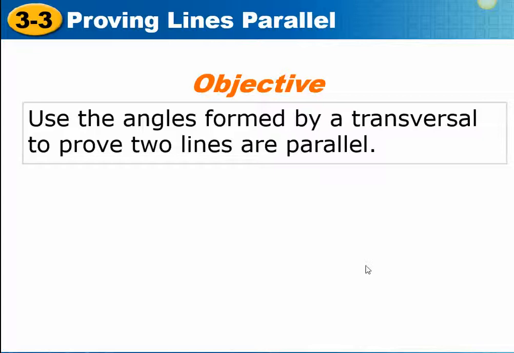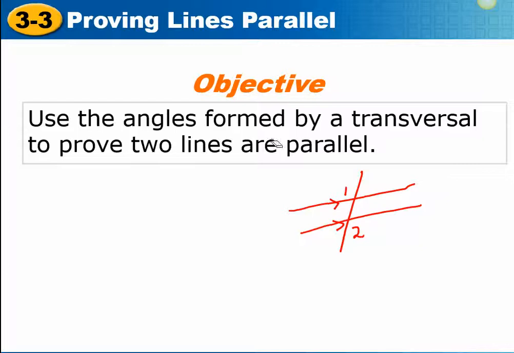Okay. Our objective today is to use the angles formed by a transversal to prove that two lines are parallel. So when you have two lines cut by a transversal, we want to look at the measures of the angles, say angle 1 and angle 2, and if they are congruent to each other, then we'll be able to say that these lines are parallel.